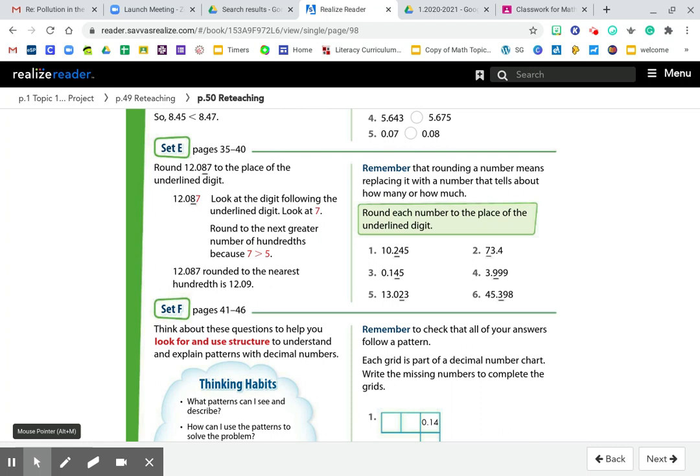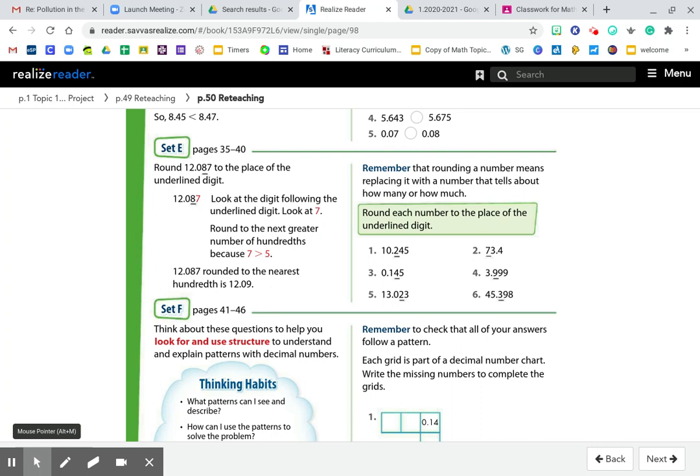Remember the rounding rule: if it's 5 or more, let it soar. If it's 4 or less, let it rest. Or you can say if it's 5 or greater, increase it. If it's 4 or less, leave it the same. But remember, rounding a number means replacing it with a number that tells about how much or how many.